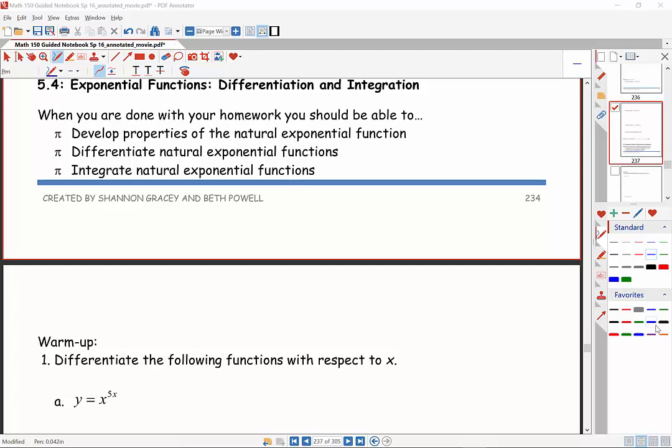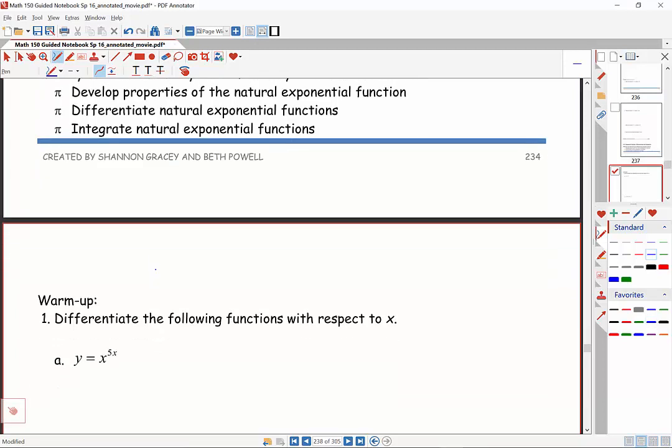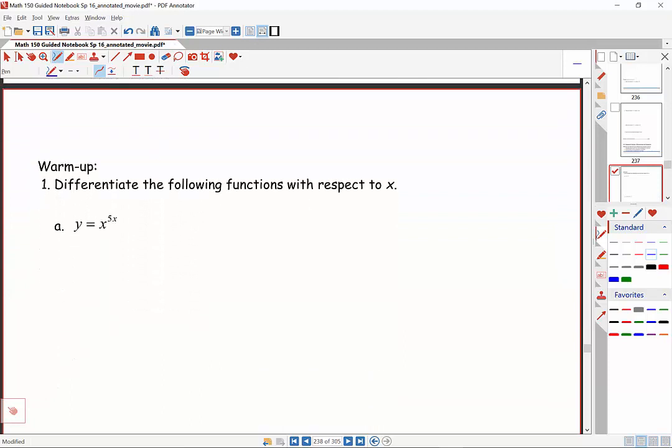Today we're going to be talking about exponential functions, which is section 5.4 in the Larson and Edwards Calculus book. So this is a big section. We've squeezed in differentiation and integration into one happy section. So just make sure that you keep track of everything the best you can. All right, so here we go.